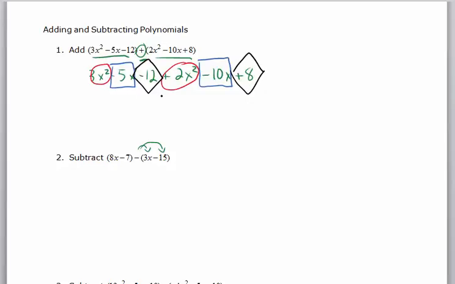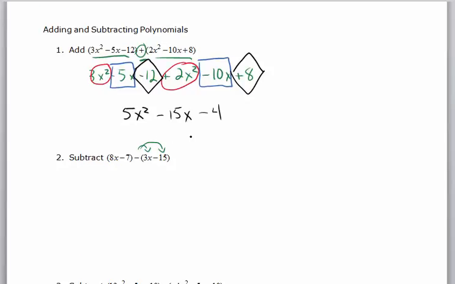So the two guys I circled in red, how do I add 3x squared to 5x squared? I add the coefficients. It's still an x squared term. Don't make that x to the fourth. You're not multiplying. What I boxed in blue, -5 minus 10 is -15. That's your x term. And the black diamond, -12 plus 8 is -4. And I'm done. I can't combine those any further. I got an x squared term, an x term, and a number term.